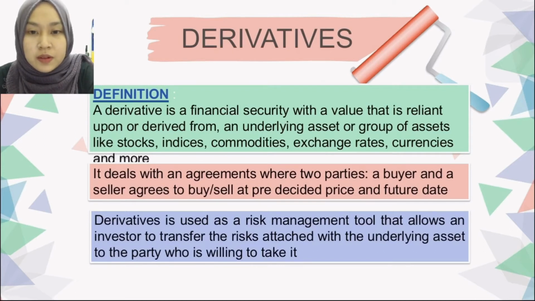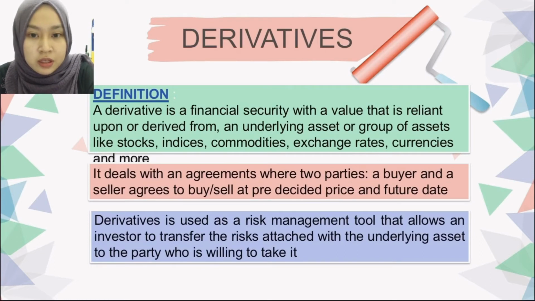The derivative is a financial security with a value that is reliant upon or derived from an underlying asset or group of assets like stocks, indices, commodities, exchange rates, currency, and more. A derivative deals with an agreement whereby two parties, a buyer and a seller, agree to buy or sell at a pre-decided price and at a future date.